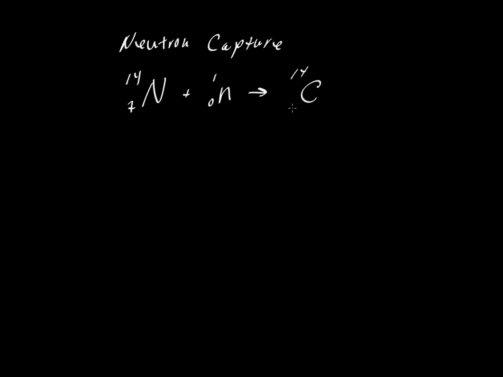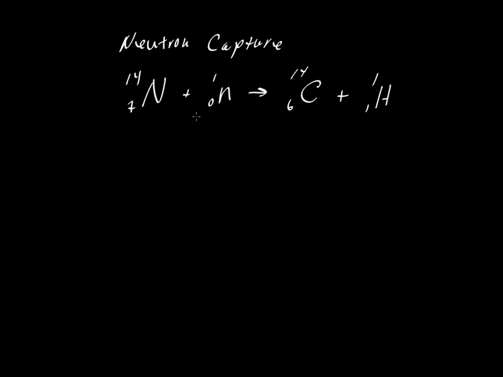There is also something called neutron capture. So neutron capture would look like this. We could have nitrogen-14 that has an atomic number of 7. It can capture a neutron with an atomic weight of 1. It has no atomic number because it's not a proton. And that would turn into carbon-14 with an atomic number of 6. And this can release a proton in the process.